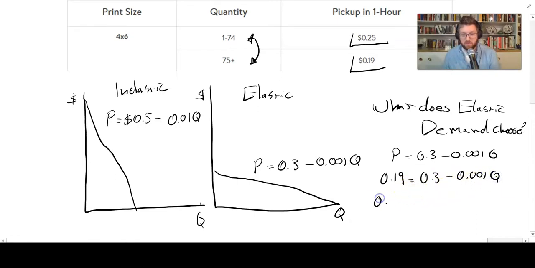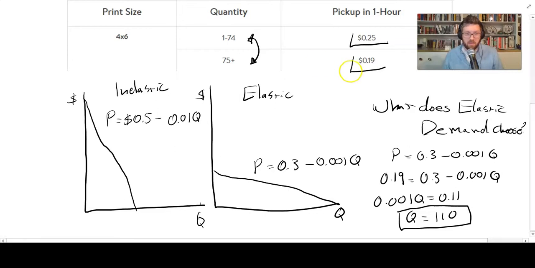Subtract 0.19 from both sides, add 0.001q to both sides, so this is 0.11. Divide this by 1,000th, which is the same as multiplying both sides by 1,000, and we get 110. So at the price of 19 cents a photo, this guy's going to want to buy 110 photos, which is well over the limit. So he's going to take it, because why wouldn't he take the lower price if he can get it?